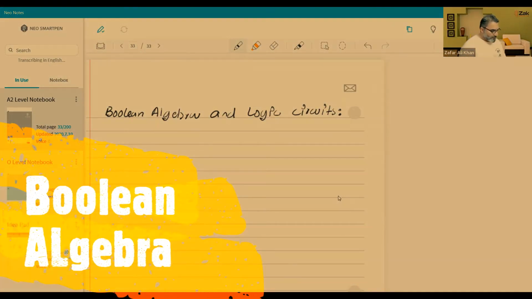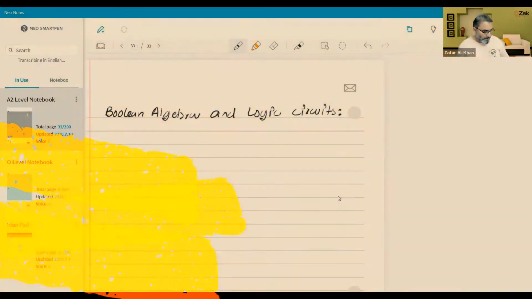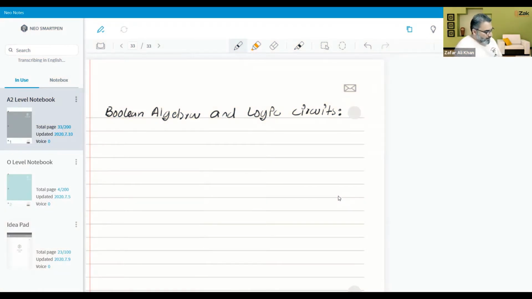Boolean algebra is named after the mathematician George Boole. It is a form of algebra linked to logic circuits and based on two statements, true and false. True is 1, false is 0. Remember, true is 1, false is 0.